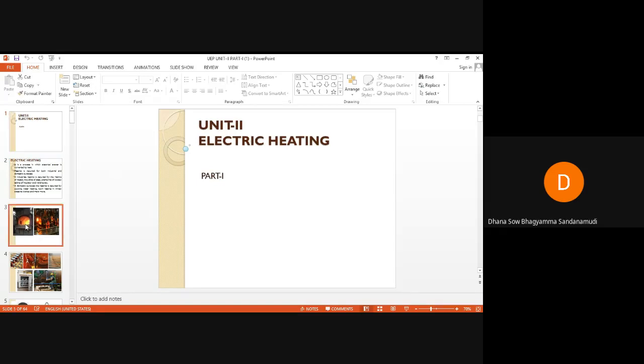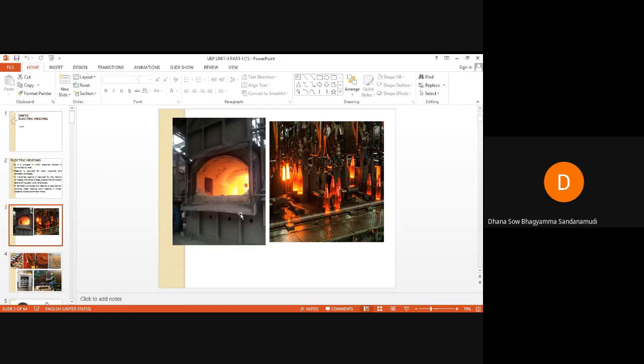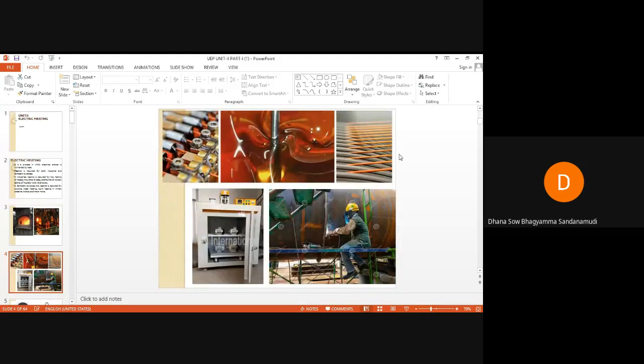If you see these images, in the industries, heating is required for melting metals, for molding of glass, enameling of copper. These are copper strands. Enameling of copper, baking of insulators. If you carefully observe this image, you can see a motor is placed here. In order to bake the insulation provided to these motors, electrical energy is used for heating the insulation. And even for welding purposes, electrical energy is used.